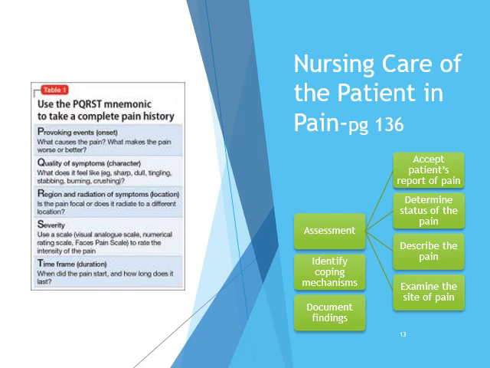We need to describe the pain, and when we're documenting, be sure that we do that. So where is the pain? Describe the pain: shooting, stabbing, sharp, dull. Examine the site of the pain, because what if there's a pin underneath the sheets, right, that's causing the pain? So we want to examine the site. Or what if they've had an incision and it's opened up, and that's why the pain is there? So examine the site of pain. Identify their coping mechanisms and document.